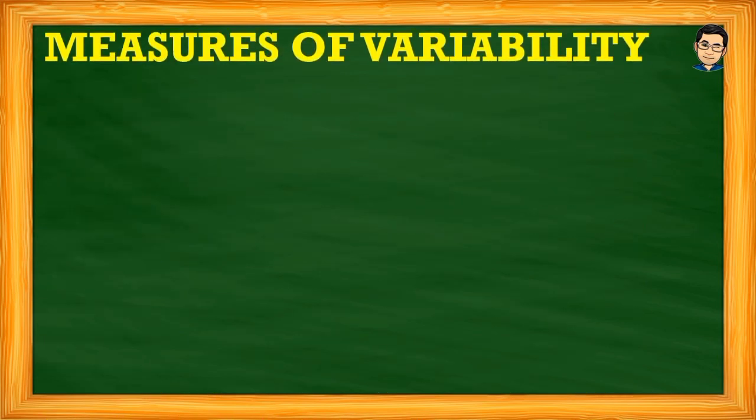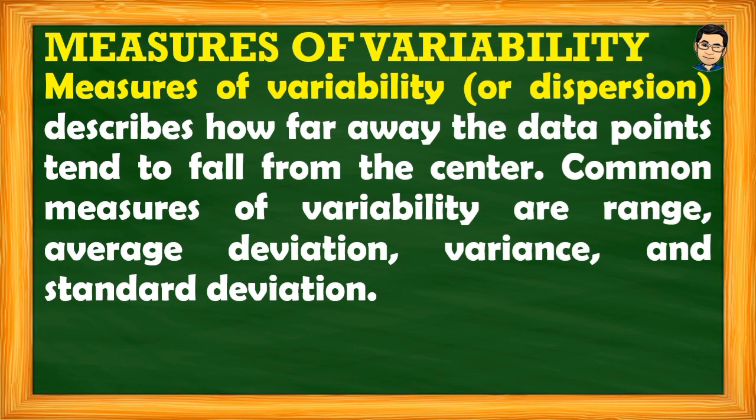Before anything else, let us first define what measures of variability are and how they differ from measures of central tendency. Measures of variability, also known as measures of dispersion, describe how far away the data points tend to fall from the center. For measures of central tendency, we have the mean, the average, the median, the middle value, and the mode, the most frequently occurring value.